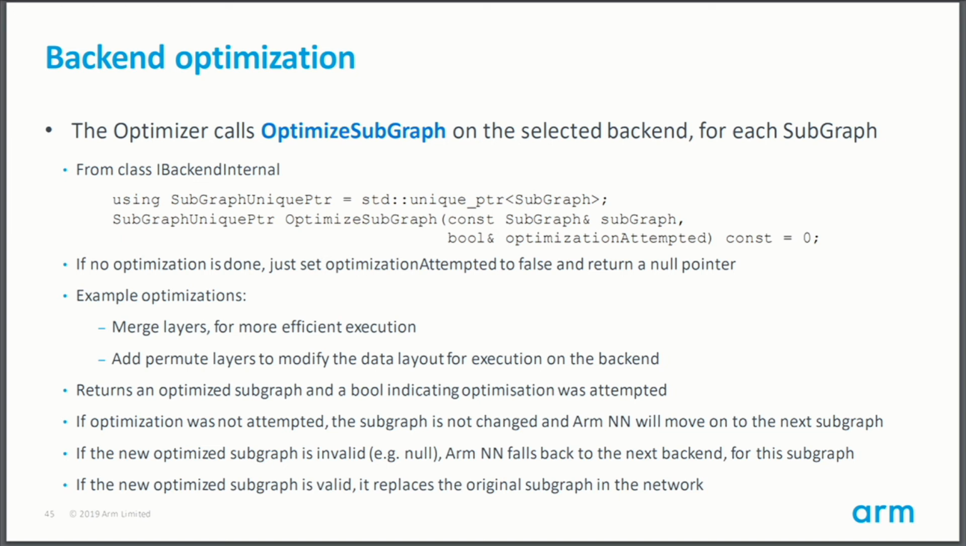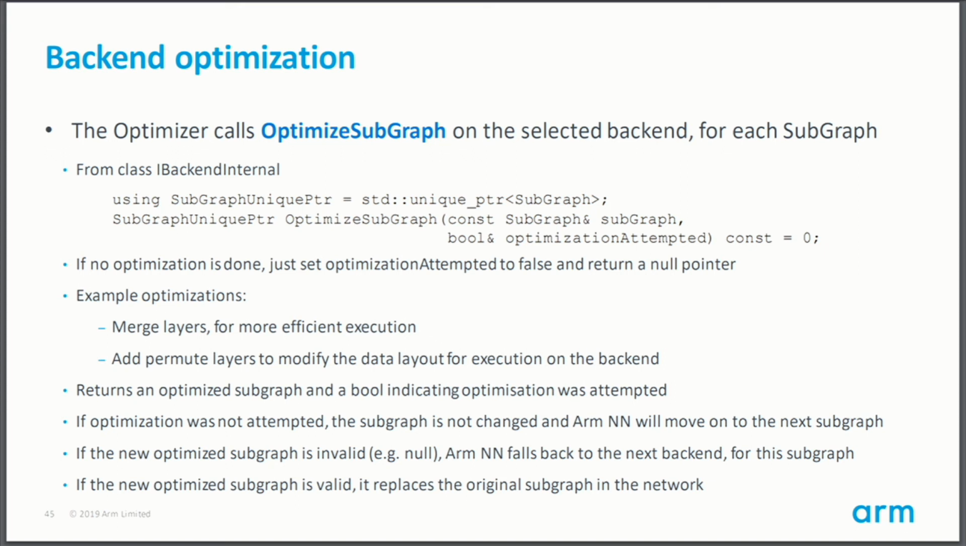Examples of the optimizations you can do: for example, you could merge layers for more efficient execution. If you had a convolution followed by an activation that you could possibly merge into a single operation, you might want to replace those two layers with a different layer. It returns the optimized subgraph, and if optimization was not attempted, as I already mentioned, the subgraph is not changed and Arm NN just leaves it.